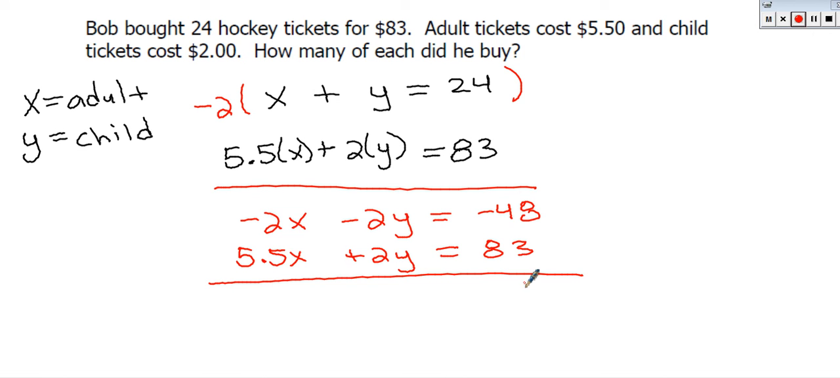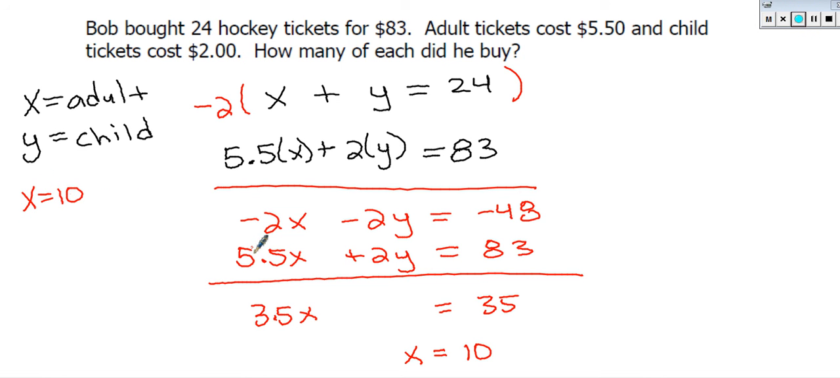So what do we have? We have -2 plus 5.5. That gives us 3.5x. The y's reduce to 0. And then we have this next one we need to add together, and that leaves us with 35. Now we divide by 3.5, and 35 divided by 3.5 gives us 10. X equals 10.